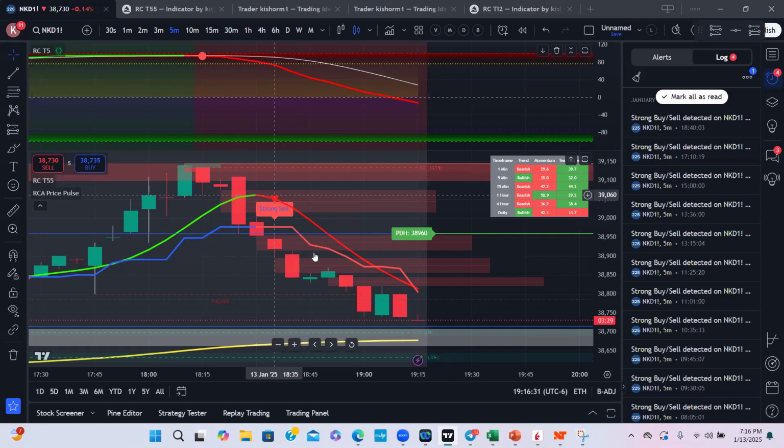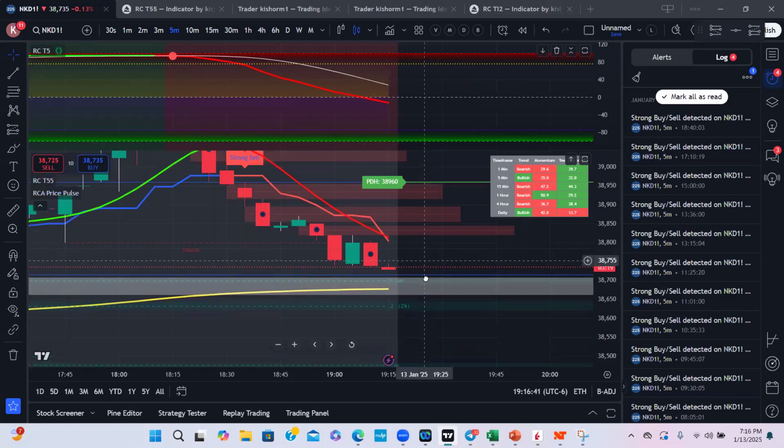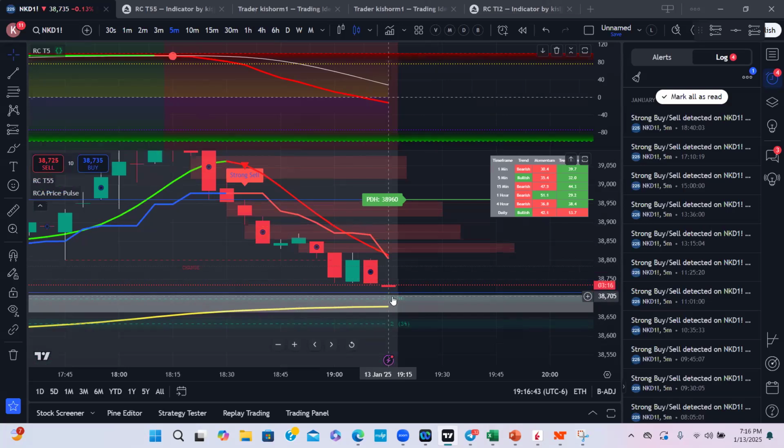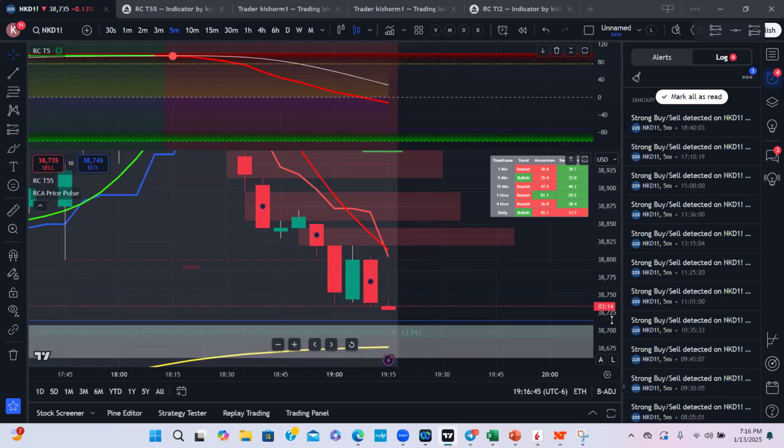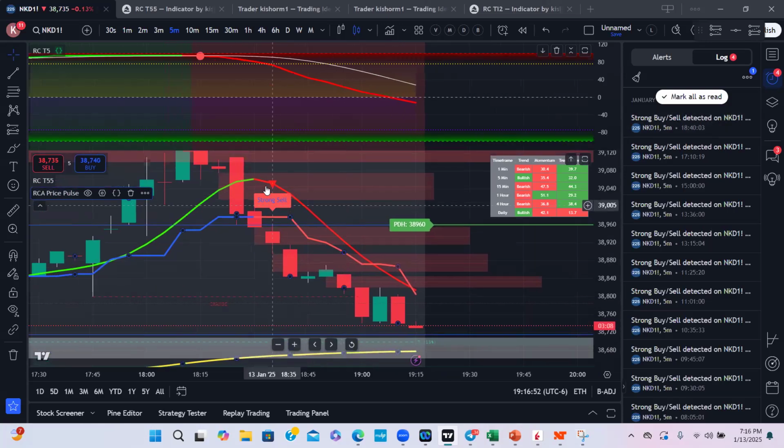Your price pulse is red. Then you also see where is your next support, where are your buy order blocks, or where is your EMA 200. That means it can go all the way till that point. So at 6:40, we got an alert. There is a strong sell because T5 is bearish, price pulse is bearish. Our T55 gave a strong sell signal.